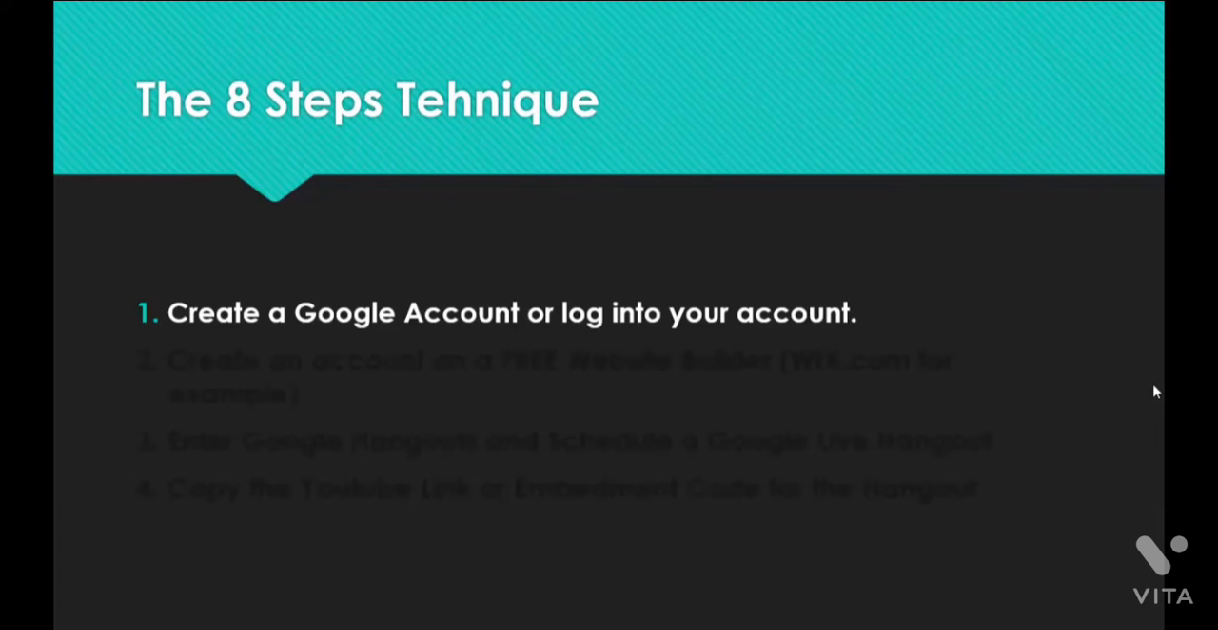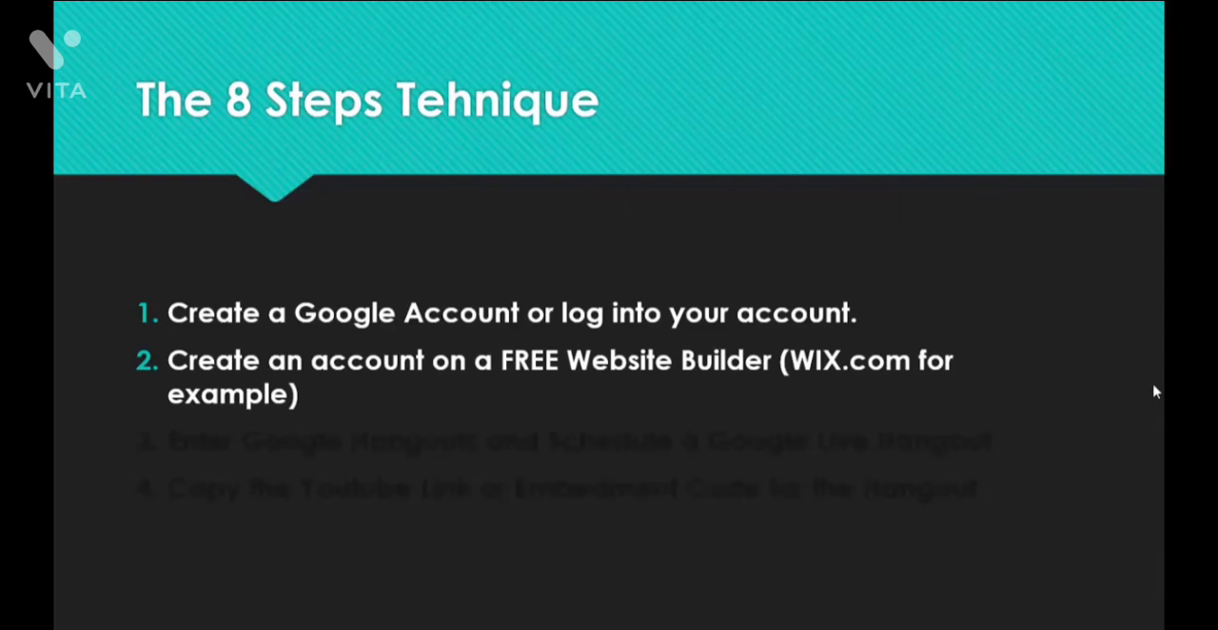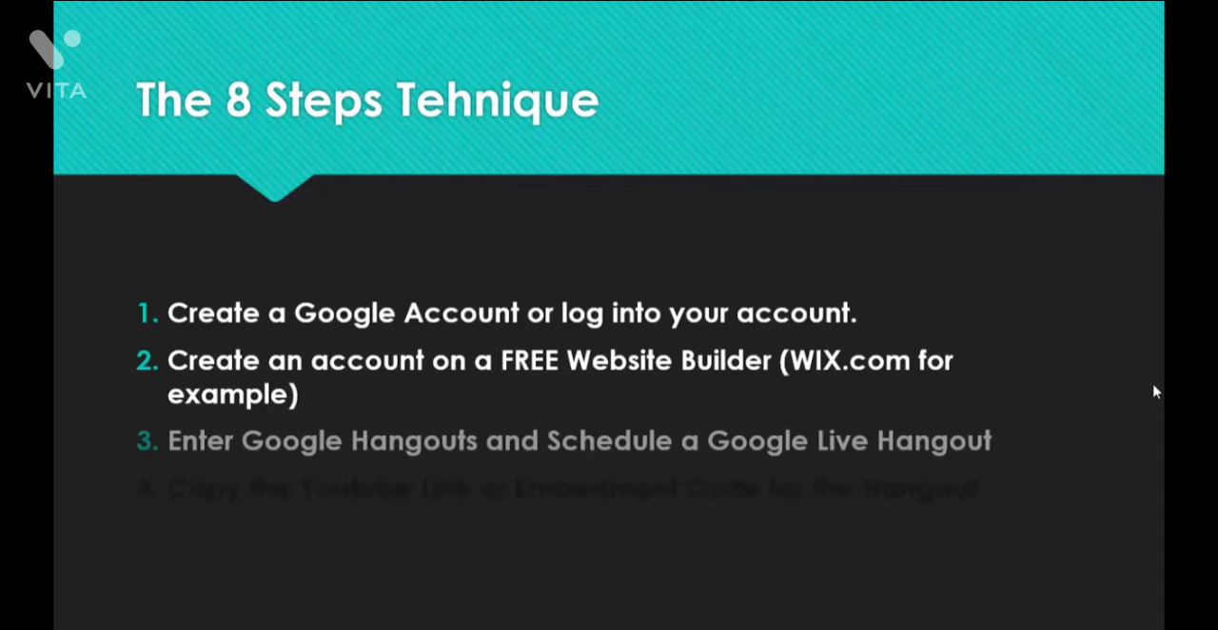So first of all, you need to create a Google account or log into your actual account if you have one. If you already have a Google account, you probably know already that you also have a YouTube account. You also have access to Google Drive and all the apps that Google has at our disposal. Then you need to create an account on a free website builder, and an example for that is wix.com, and I will show you exactly in a future video how to use that.